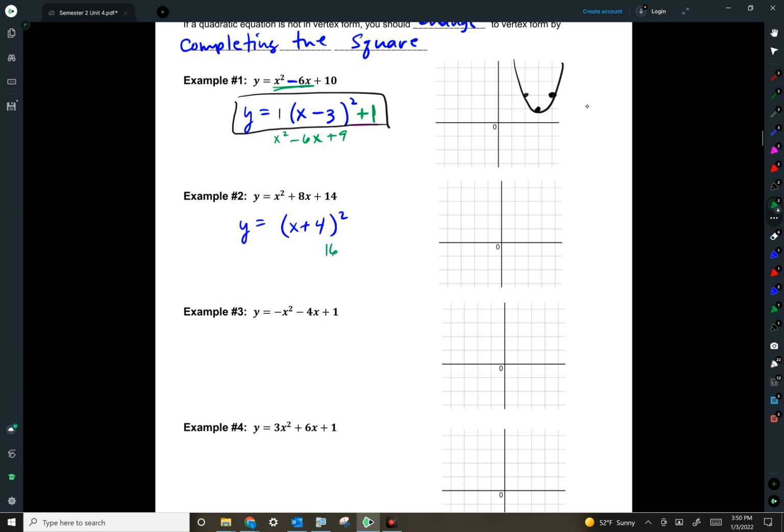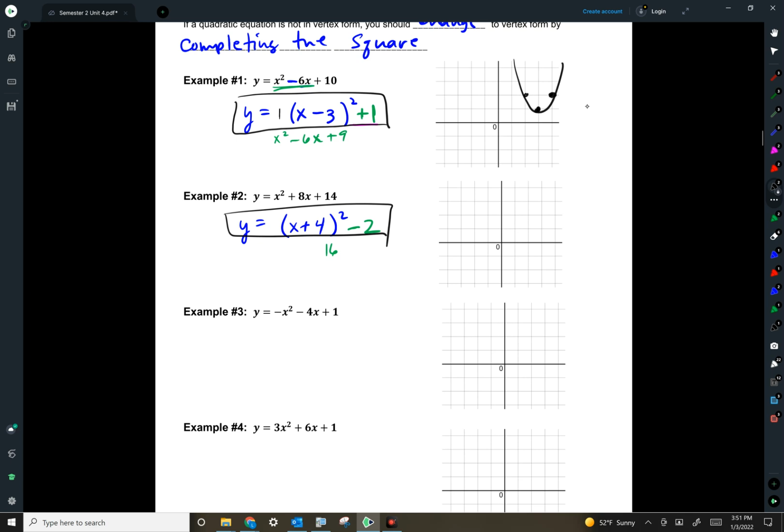But I don't want it to be 16, I want it to be 14. So what am I going to have to do to the 16 to bring it back to the 14? Well, wouldn't you just need to subtract 2? So that means the actual vertex form is y equals that parenthesis squared minus 2. And then how do we graph that?